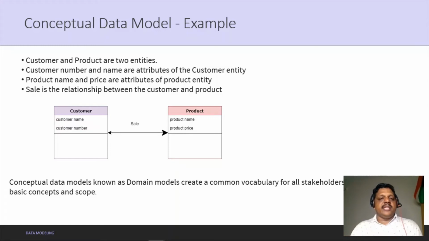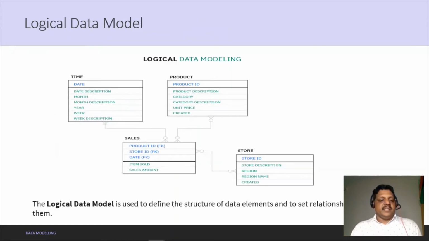Let's move on to the logical data model. The logical data model is used to define the structure of data elements and to set relationships between them. Okay, so in the conceptual we saw the entities, and in the logical we are defining the structure of the data element. For example, you see the time, date, date description, month description, year, week description. So the structure of the data element and setting the relationship between them.